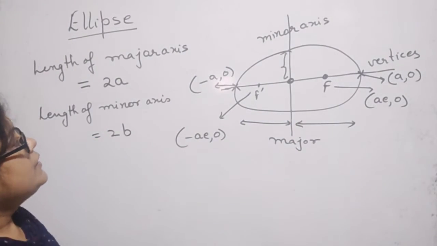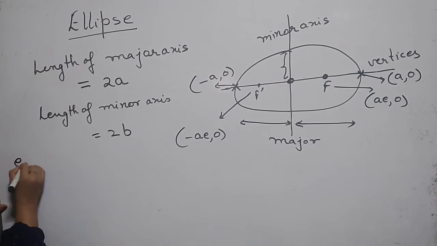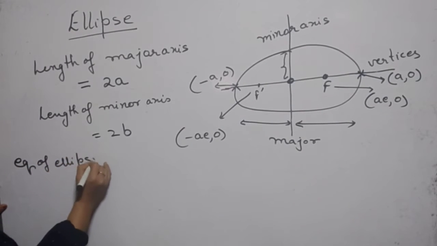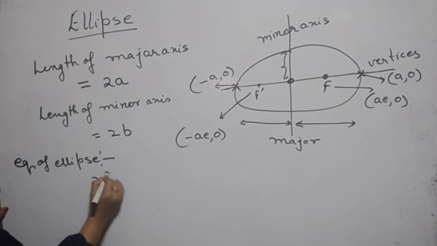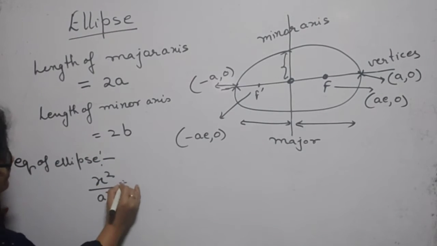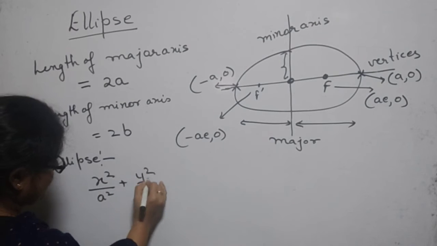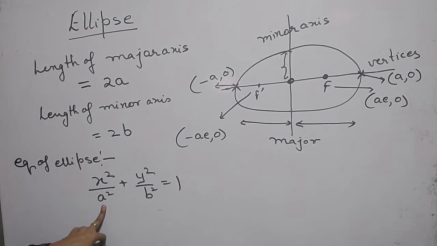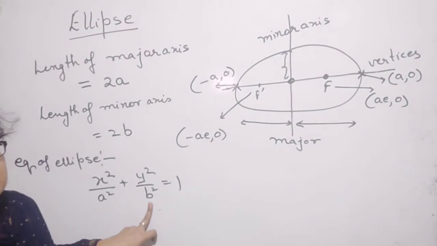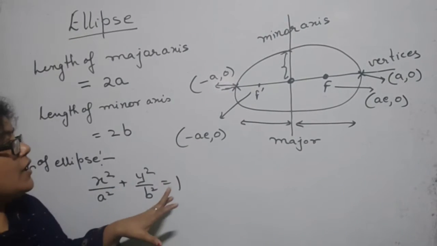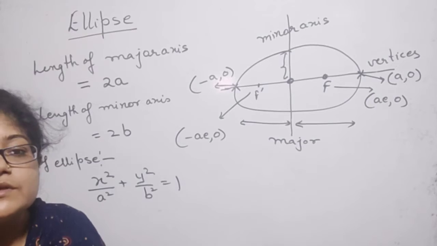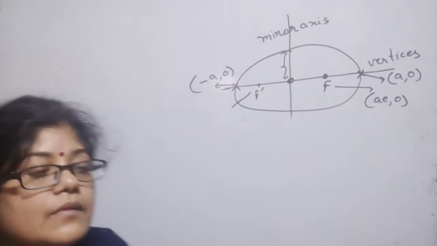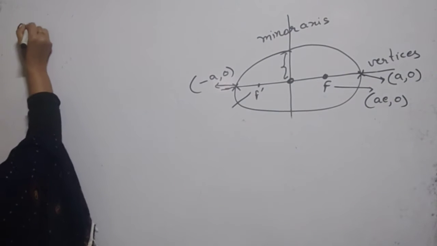Okay. Now, what is the equation of the ellipse? The standard equation of the ellipse is x squared upon a squared plus y squared upon b squared is equal to 1, where a is the semi-major axis and b is the semi-minor axis. Okay. Now, I am going to discuss eccentricity.